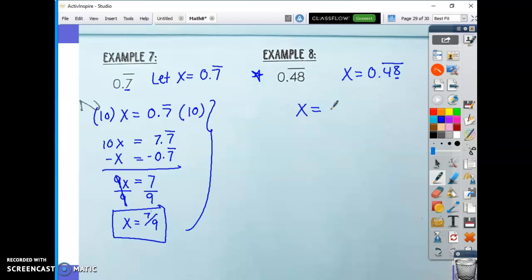x is equal to 0.48 repeating. Multiply this by 100, and then follow these exact steps. Get rid of that repeating part by subtracting 1x from this side, and 0.48 repeating from this side. Okay, good luck, guys. See you next class.